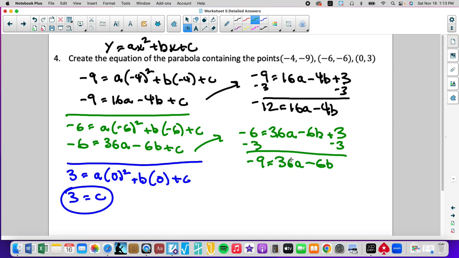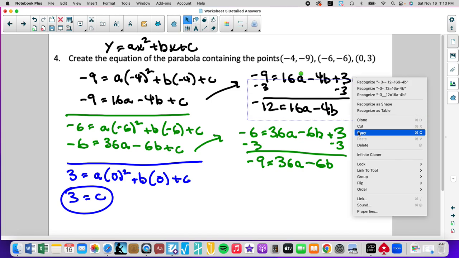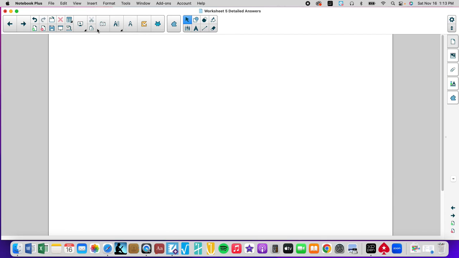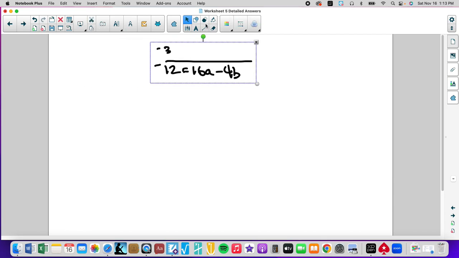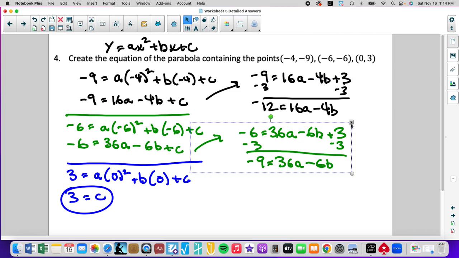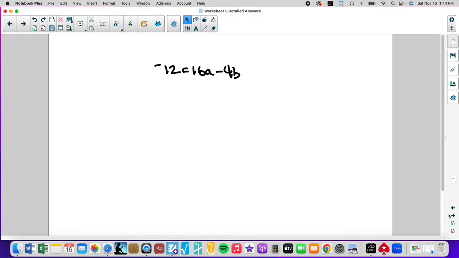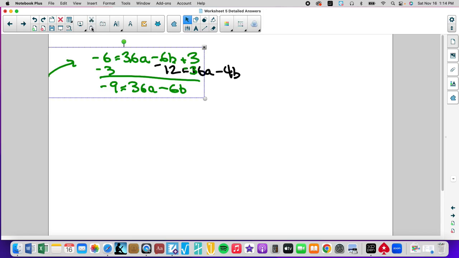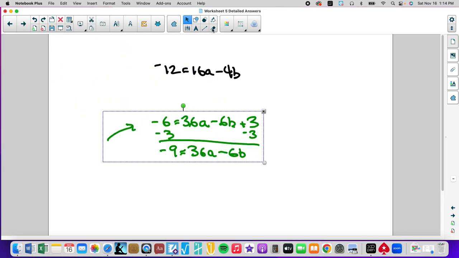So let's take those. Can I copy? Copy. Let's create a new page. Let's paste. And we'll erase. Let's take this equation. Oh, I didn't mean to erase. Let's take this equation. Copy. Paste in the other page. Paste. Let's erase all this other.